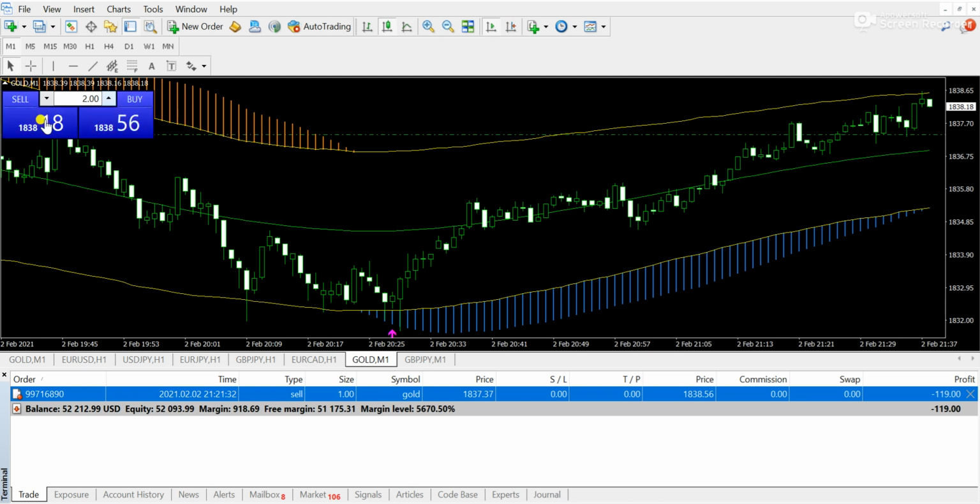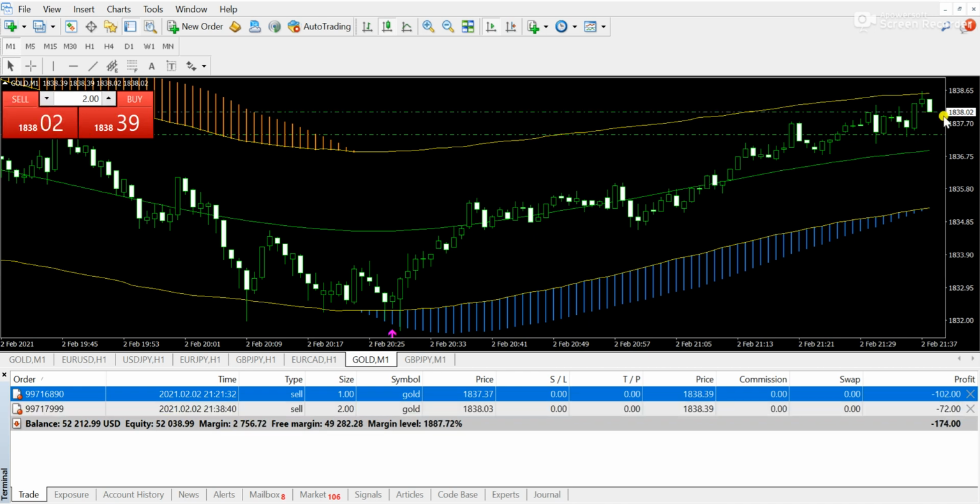Okay, now I am going to take a sell position once this candle pumps down. Otherwise I will wait to see whether the market is going to take a U-turn or not. So I'm just waiting. If it pumps a little bit down, then I will go for the sell position. Okay guys, it's pumping down. I have taken a sell position.